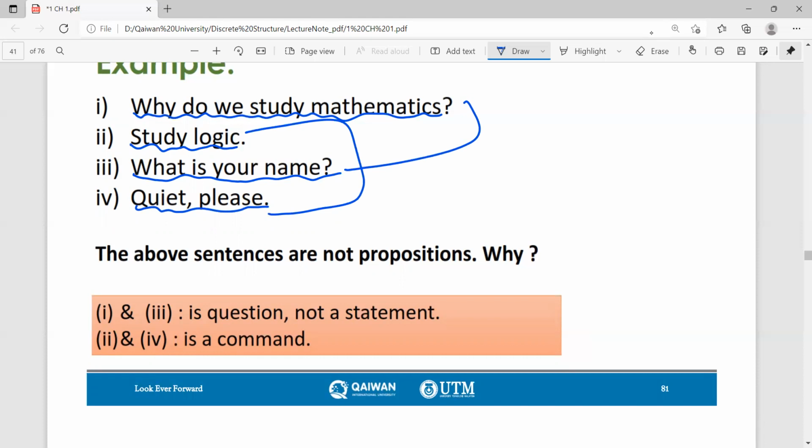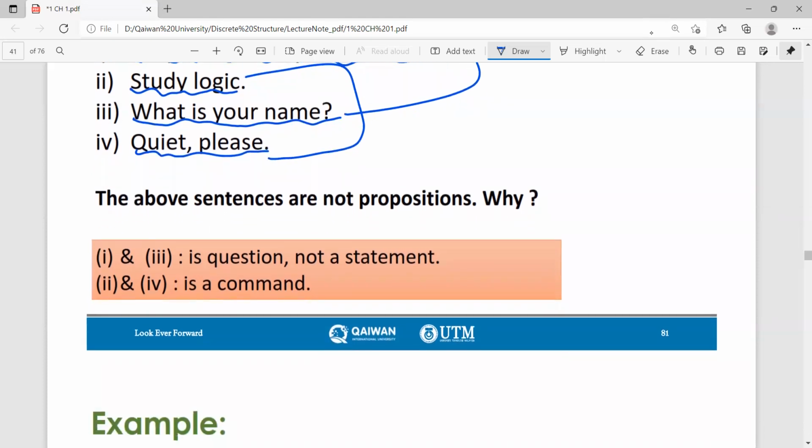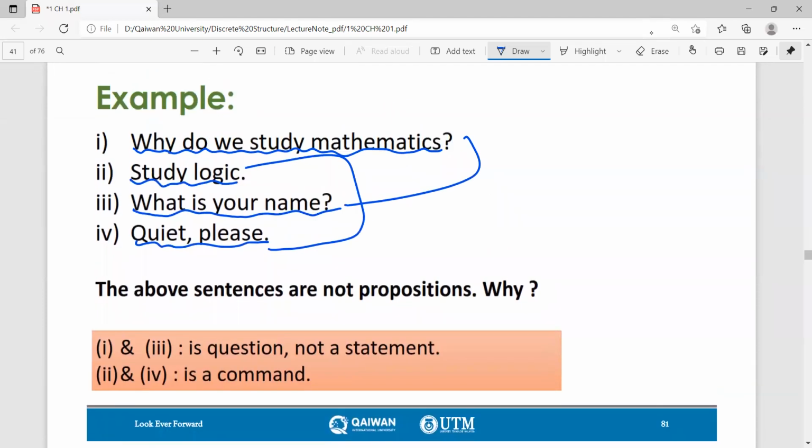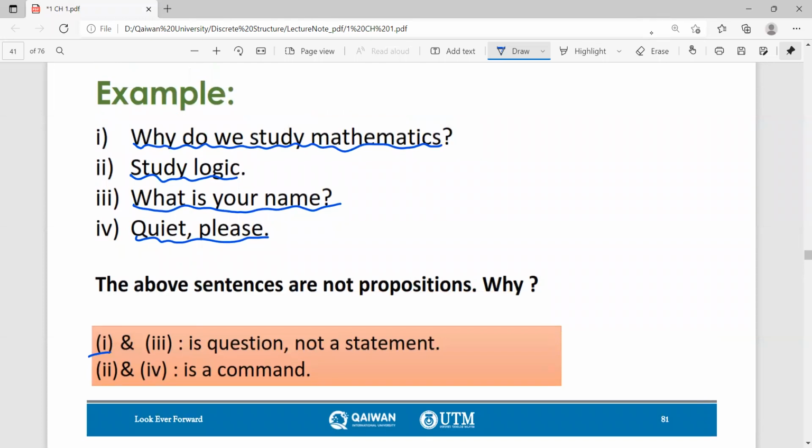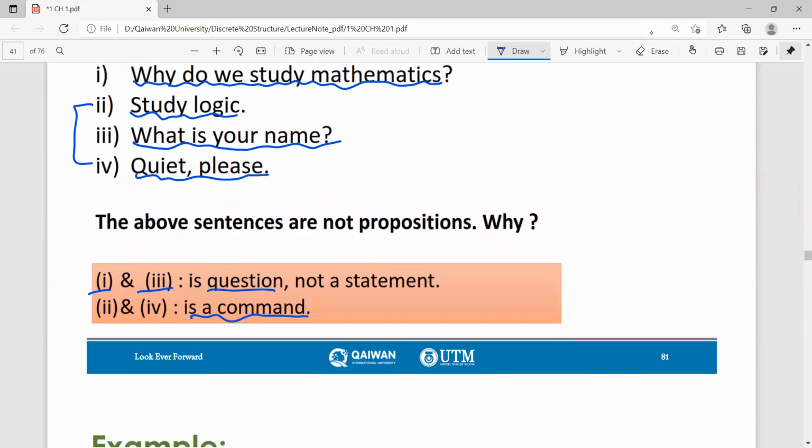These 4 sentences are not propositions. The first one and third one, because they are questions. They are not statements. The second and fourth one, these 2 are commands. That's why we say these are not propositions.